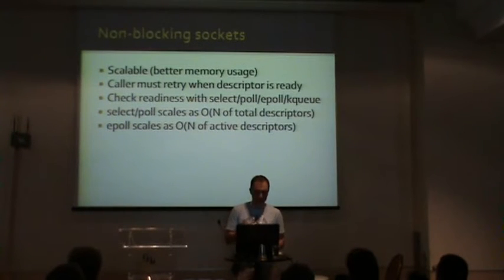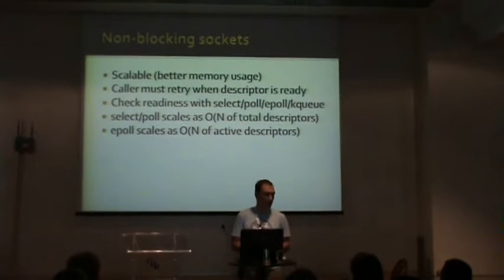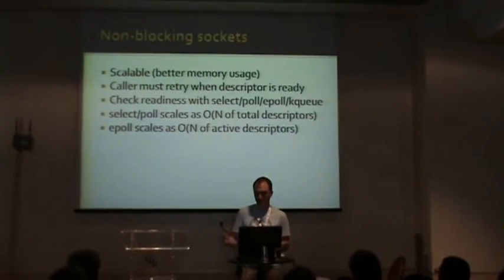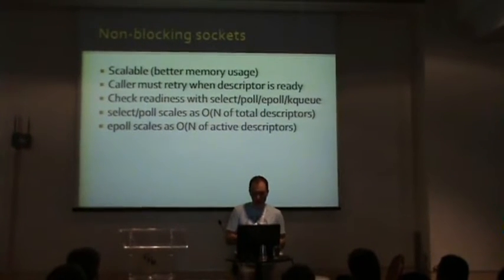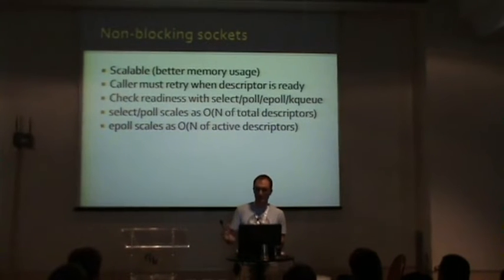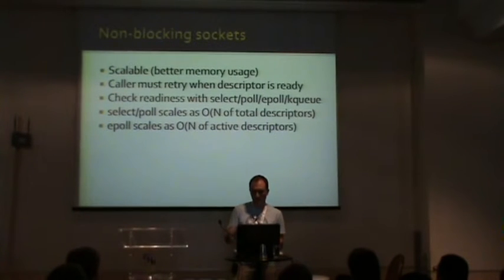epoll and kqueue are especially interesting for networking apps in general and for web applications because they scale well with the number of total connections. The algorithmic complexity is proportional to the number of active descriptors, not the number of total descriptors like is the case with select and poll.